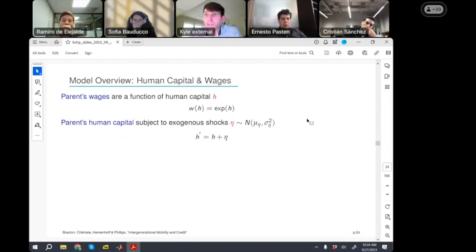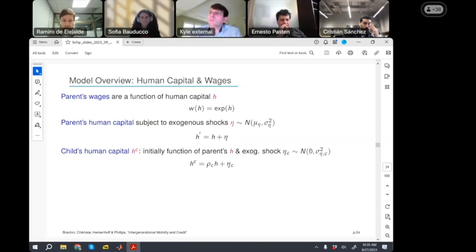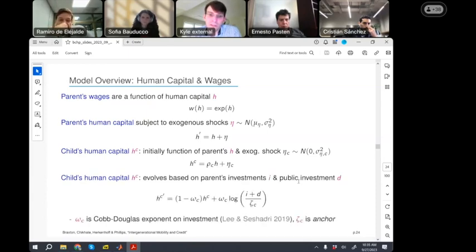So the process for human capital and wages is pretty straightforward. Your human capital is going to map to your wage through an exponential function. And then the parent's human capital is going to be unit root. So if this is your human capital today, you draw a shock with mean mu and variance sigma squared of eta to determine your human capital tomorrow. When the kids are born, there's imperfect transmission of the parents' human capital to the children. So rho C here determines that imperfect transmission. Lower values of rho C, if rho C is zero, your parents don't have any bearing on the kid's human capital. And then eta C is the randomness involved in that process.